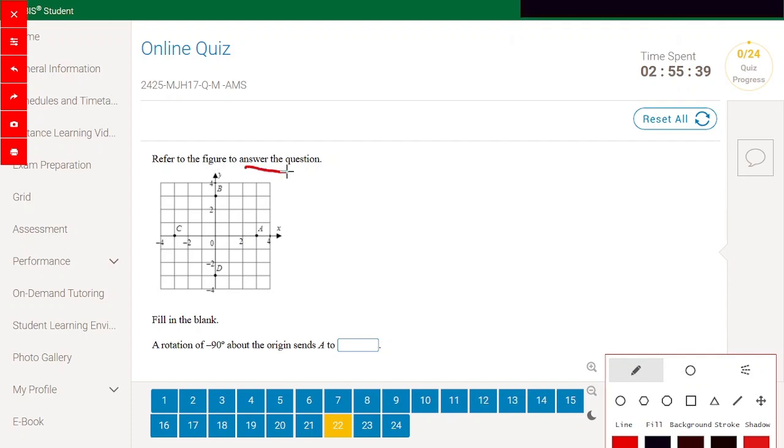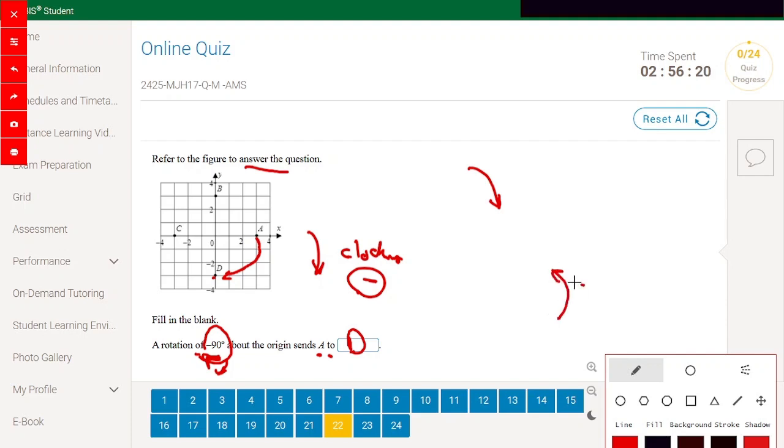Refer to the figure to answer the question. Fill in the blank: a rotation of -90 degrees. Take care about the sign. Minus 90 degrees means clockwise. About the origin, we'll move A, rotating clockwise 90 degrees, so it will be D. So the answer here is D. Why did we move clockwise? Because we said minus 90 degrees. If it's counterclockwise or positive 90 degrees, it will move in this direction. Okay.